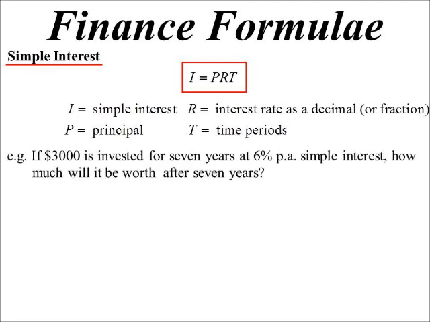So if you had $3,000, let's turn it to the positive side. Let's make it an investment rather than borrowing. So $3,000 invested for 7 years, 6% simple interest. How much would it be worth after 7 years? So PRT, the amount we're investing, $3,000. The interest rate, I'm doing it as a decimal, so 6%, 0.06, times the 7 years.